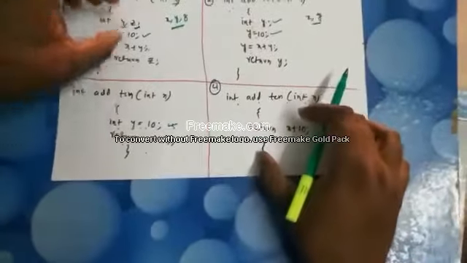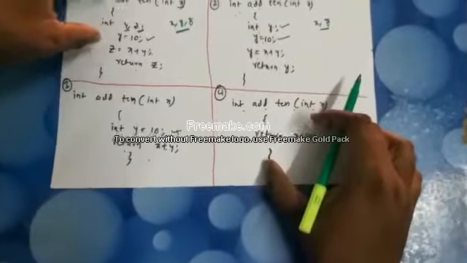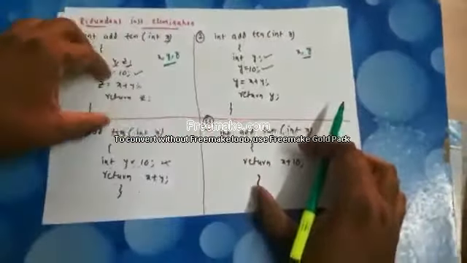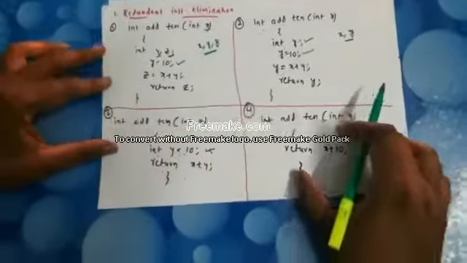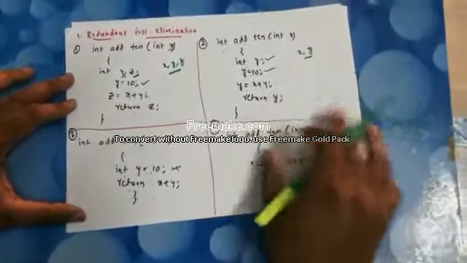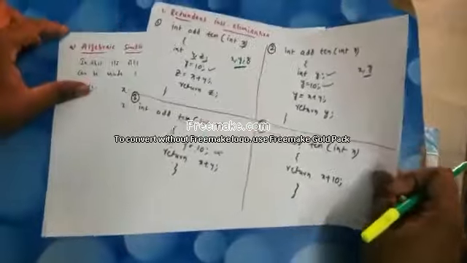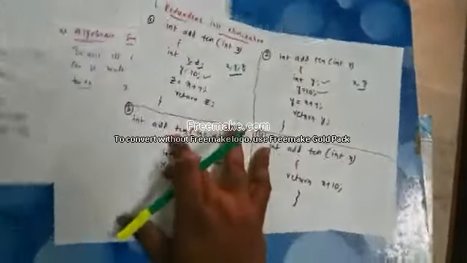So comparing versions 1 to 4, we can eliminate the redundant instructions. This is the first technique.